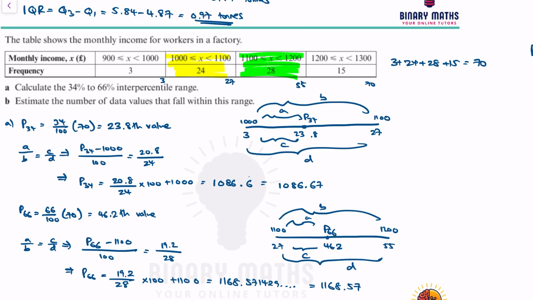Which is 1168.57. So P66 take away P34 is 1168.57 minus 1,086.67, which gives me a value of 81.9. Because it's measured in pounds, this is 81 pounds 90.